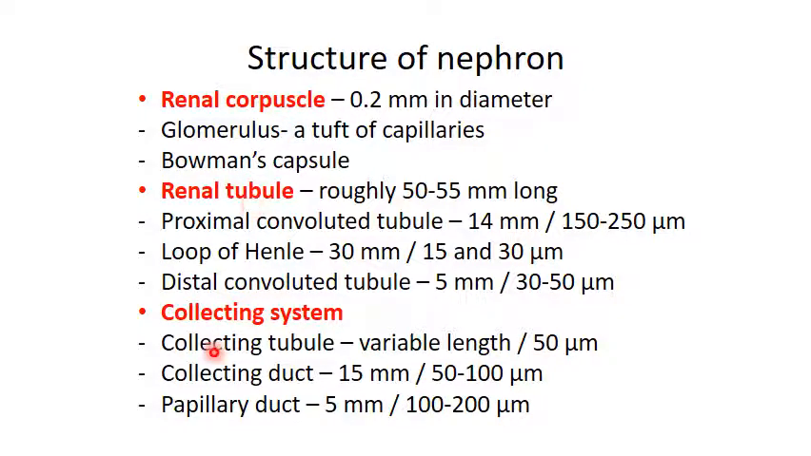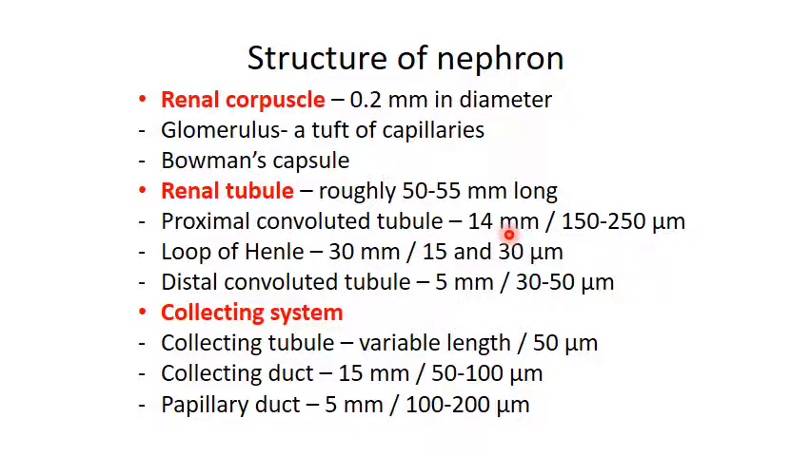Each nephron has three main parts. These parts are the renal corpuscle, the renal tubule, and a collecting system. The renal corpuscle is the first part of a nephron, which is 0.2 millimeter in diameter. It consists of a tuft or network of capillaries called the glomerulus, and this glomerulus is surrounded by a capsule-shaped structure called Bowman's capsule.